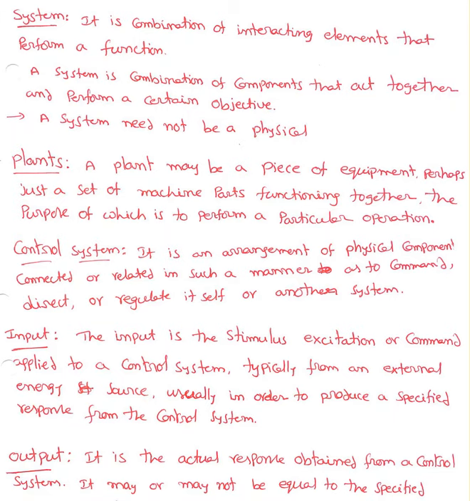In this video, I'm going to go over some definitions of the basic terminology we're going to use in this class. So the first one is system. A system is a combination of interacting elements that perform a function. And one important thing is a system need not be a physical system.